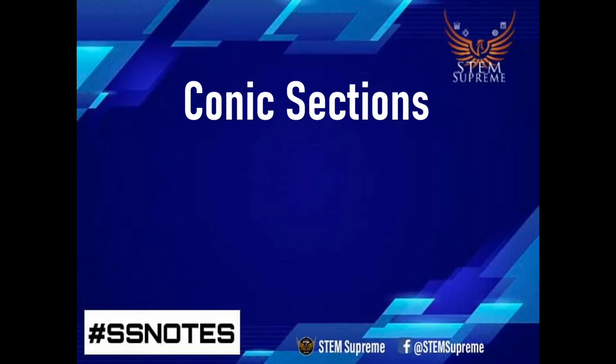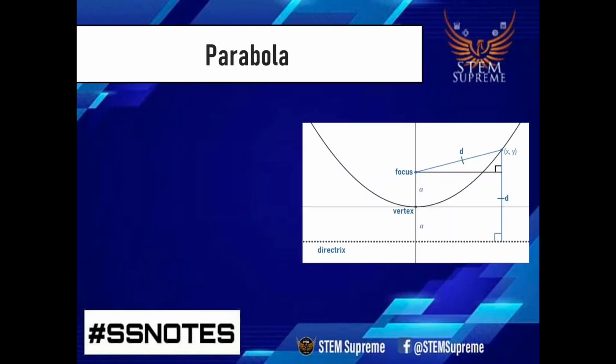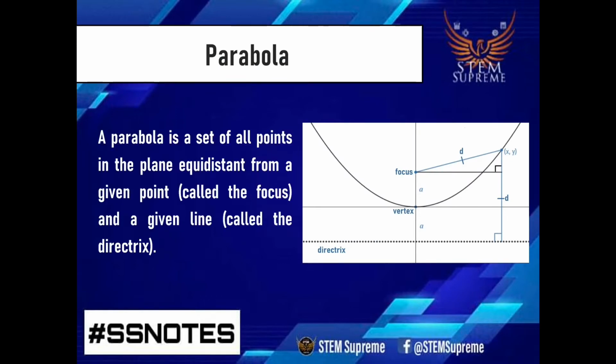Today, ang pag-uusapan natin ay conic sections, particularly ang parabola with vertex at the origin. Pero bago yon, ating i-define ang parabola. A parabola is a set of all points in the plane equidistant from a given point, called the focus, and a given line called the directrix.